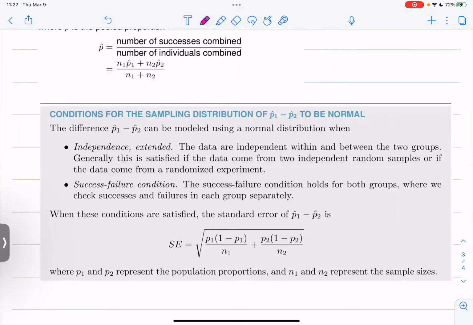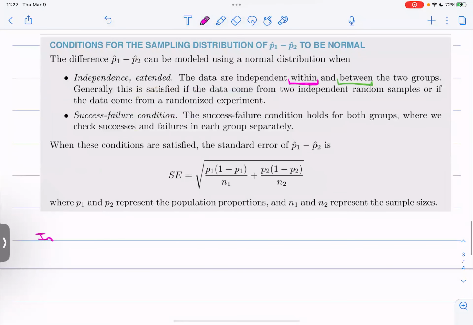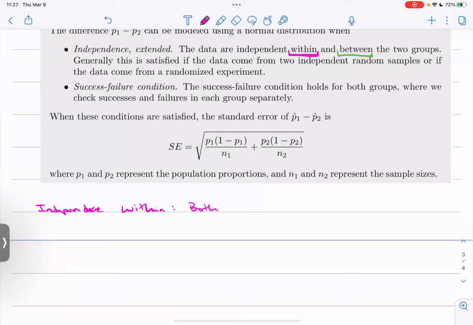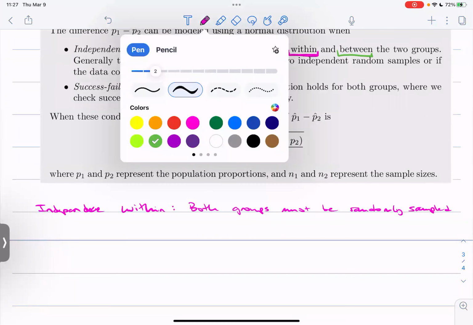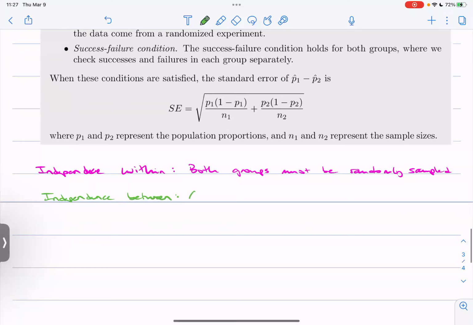So here, independence within and between two groups. Within: both groups must be randomly sampled. And then independence between: the groups must be independent of each other.